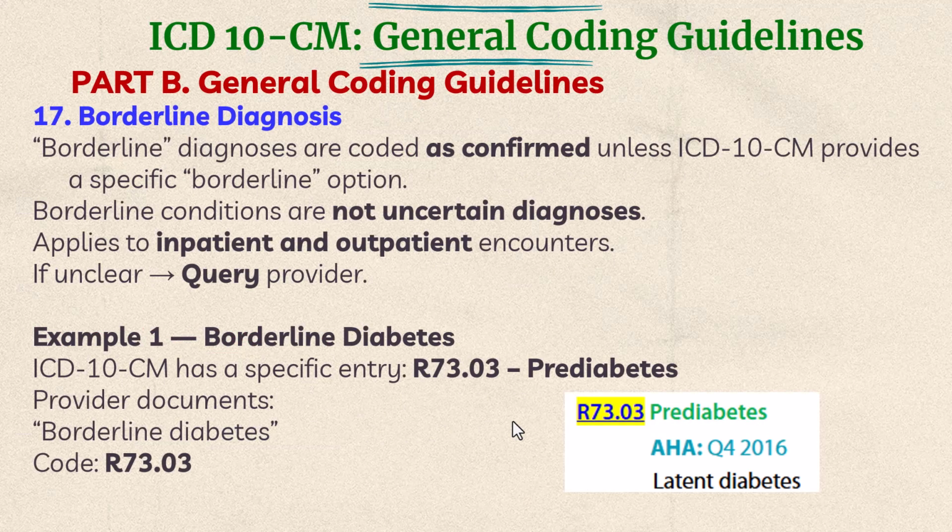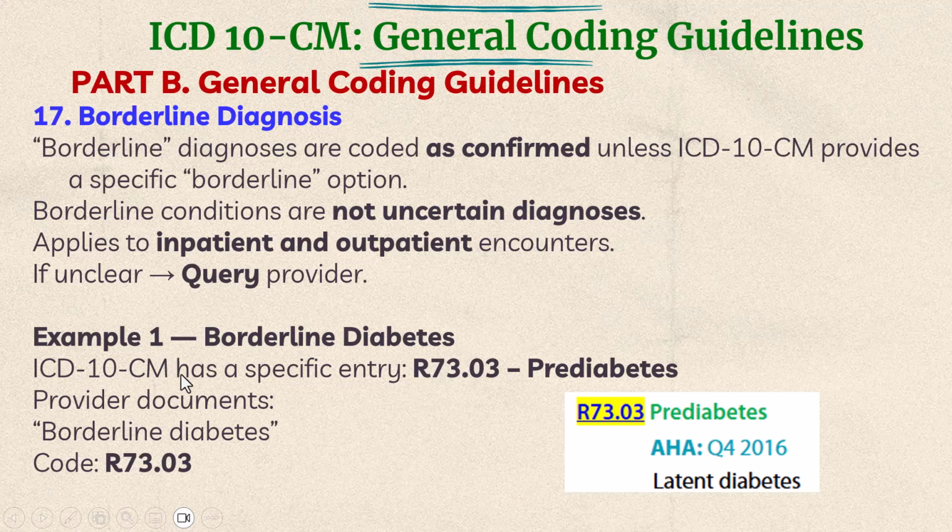Number 17, borderline diagnosis. Borderline diagnoses are coded as confirmed unless ICD-10-CM provides a specific borderline option. Borderline conditions are not uncertain diagnoses. This applies to inpatient and outpatient encounters. If unclear, query the provider. Let's see some examples. Example 1, borderline diabetes.